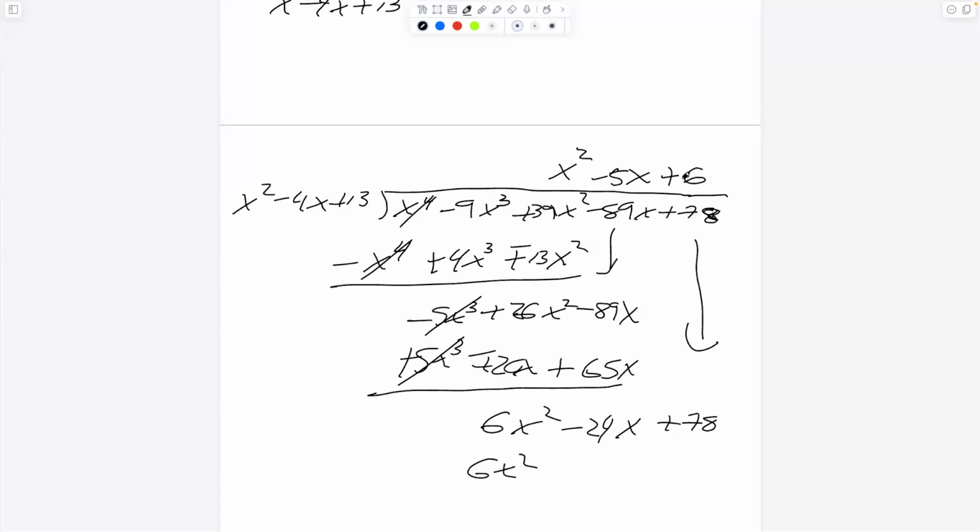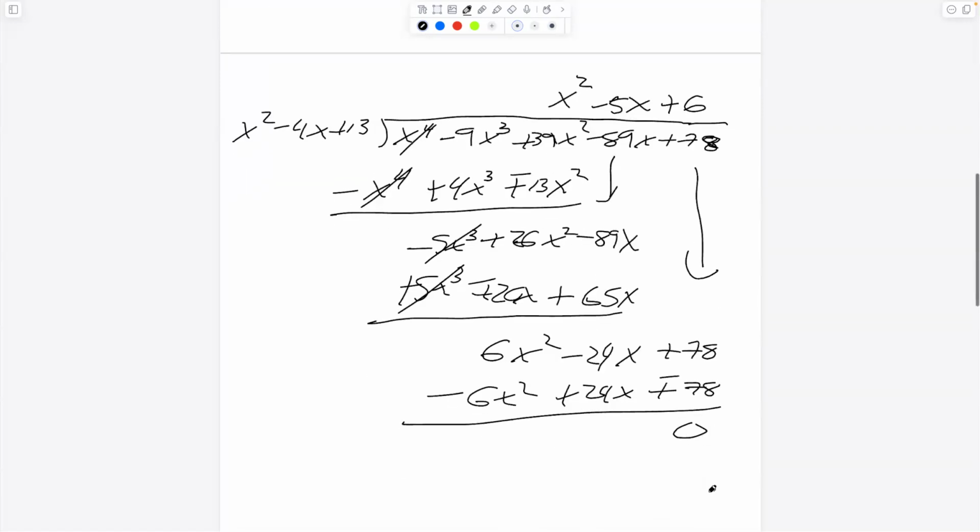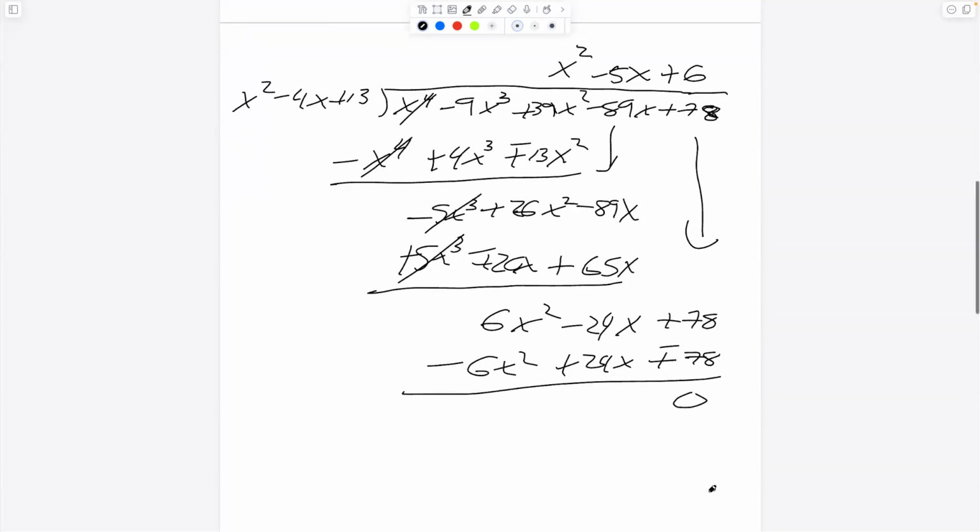Okay, sorry about that. So 6 times negative 4 is negative 24x. 6 times 13, I guarantee you must be 78. We draw the line, we change all the signs, and we add straight down, and I get a remainder of 0. If I don't get a remainder of 0, I've done goof somewhere. Okay, x squared minus 5x plus 6.